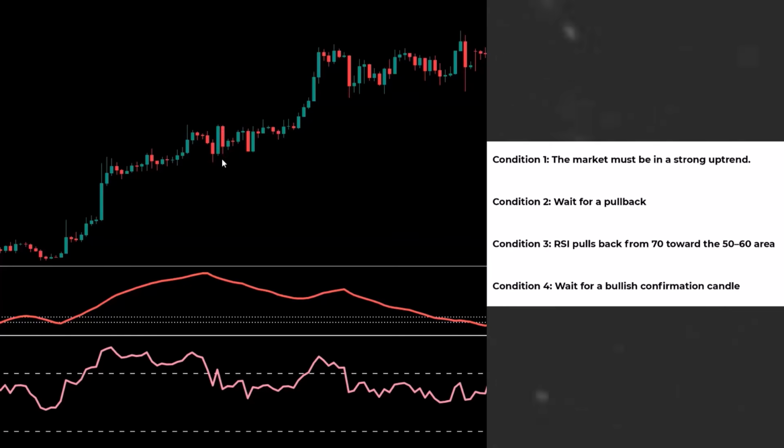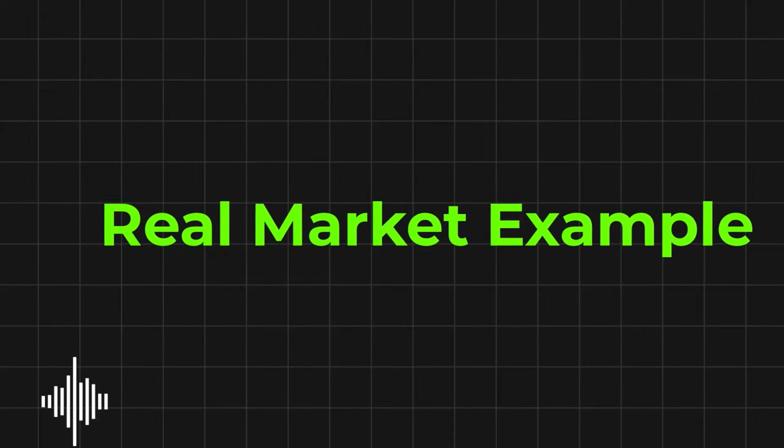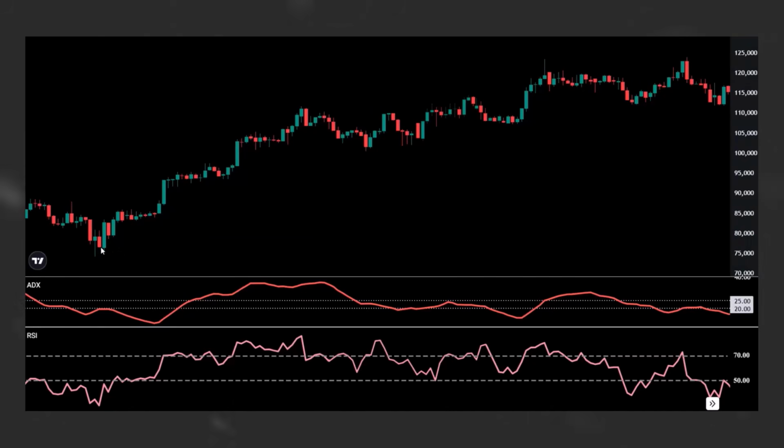When all 4 conditions appear together, you have a high probability to trade pullbacks in a strong uptrend. This is how you use RSI and ADX together, not to fight the trend, but to ride it. Real market example. Now let's look at a real example on the chart.